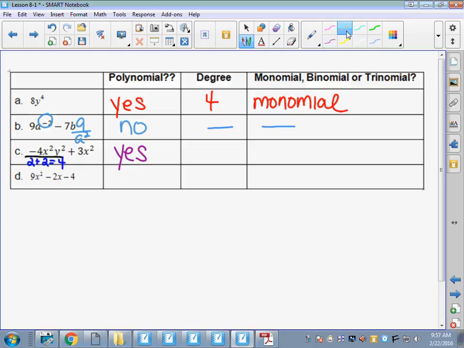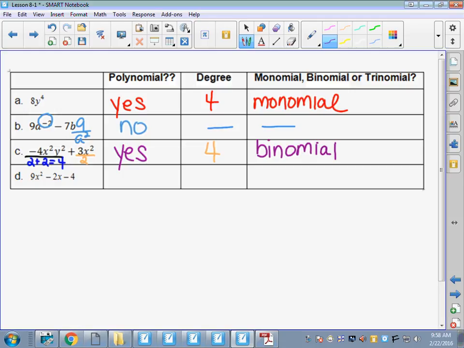The degree of 3x squared, we only have a 2, so we're going to pick the largest one of those two. The degree of the first term is 4, the degree of the second term is 2, so 4 is our answer. And then I kind of said what kind of polynomial it was, just because I mentioned that we've got 2 terms, so I'm going to say that that is a binomial. 2 terms in it. The first term is a negative 4x squared y squared. The second term is a 3x squared, separated by a plus or a minus.